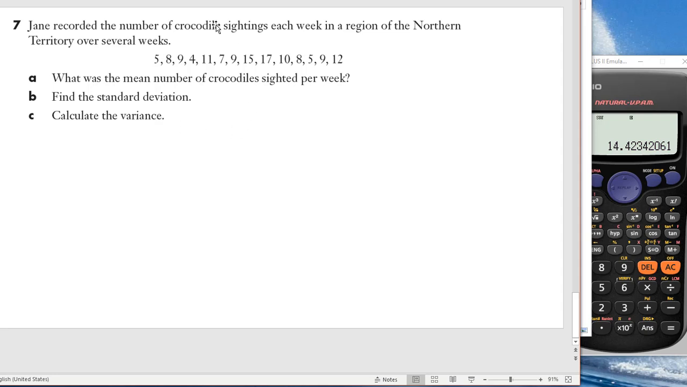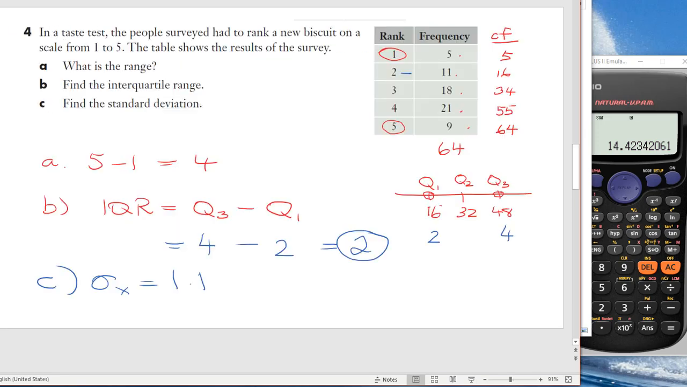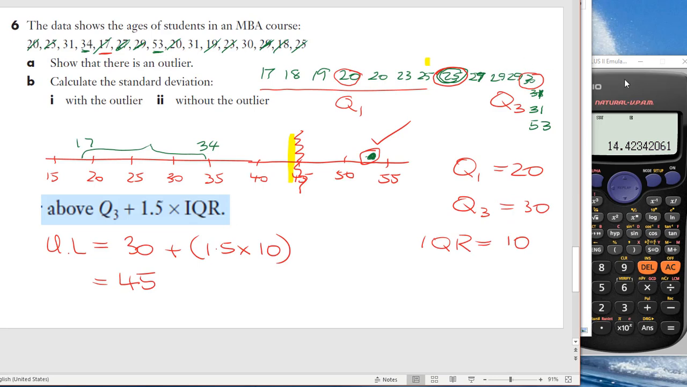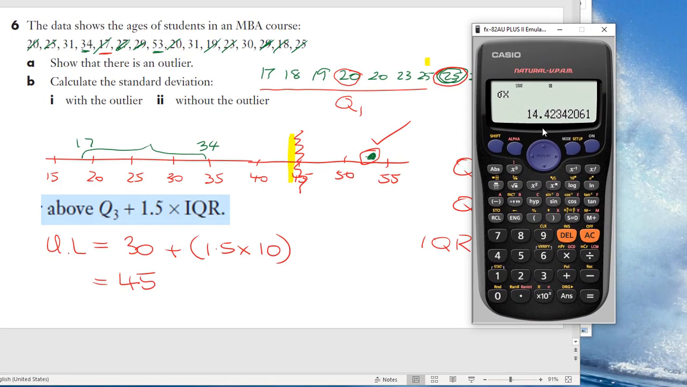So question 7, interestingly enough, is one of the easier questions in the whole set. I hope that's shone some light, especially for these questions here, finding Q3, Q1, etc. And just make sure that you practice the stats mode on your calculator.